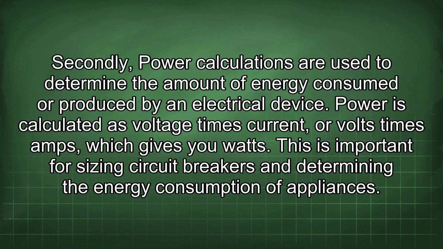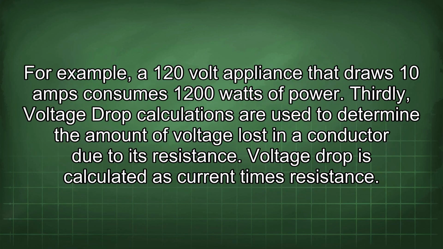Secondly, power calculations are used to determine the amount of energy consumed or produced by an electrical device. Power is calculated as voltage times current, or volts times amps, which gives you watts. This is important for sizing circuit breakers and determining the energy consumption of appliances. For example, a 120-volt appliance that draws 10 amps consumes 1200 watts of power.